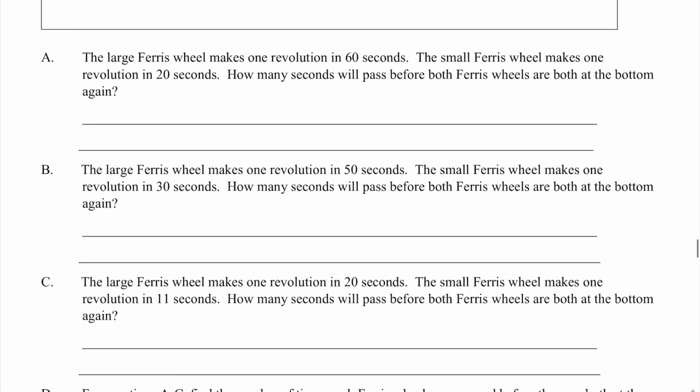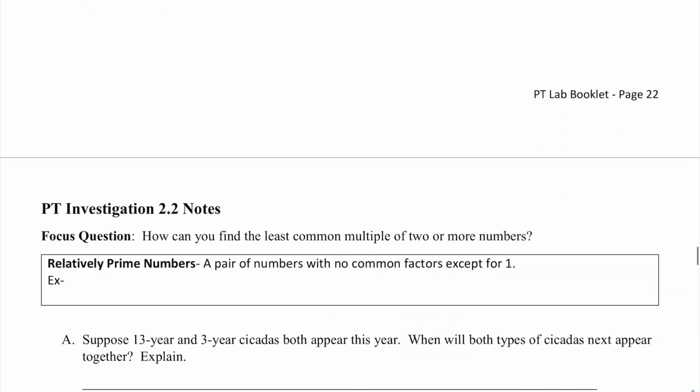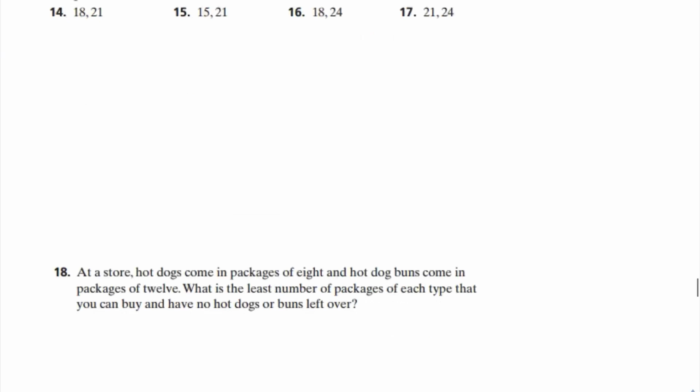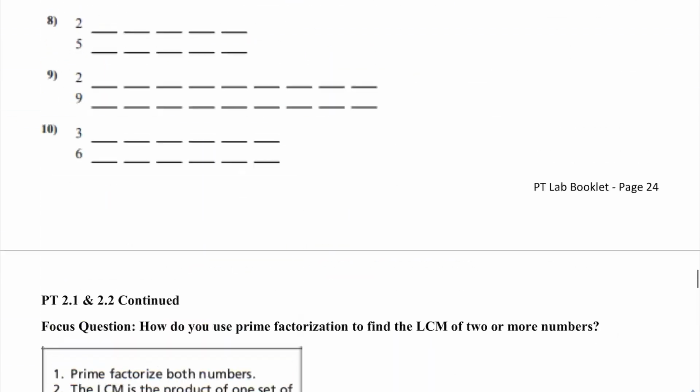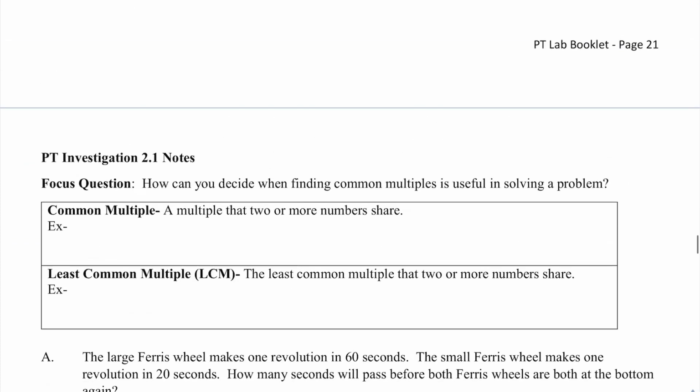So I'm going to walk you through lesson 2.1, which is on page 22, and we're going to go through 2.2 as well. It's a little longer, but you guys can do it. You can make it through, okay? Our focus question for 2.1 is, how can you decide when finding common multiples is useful in solving a problem?